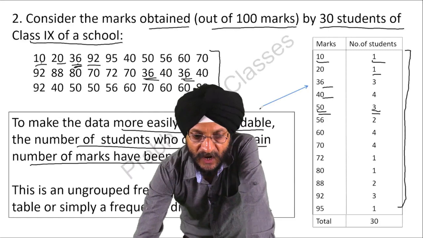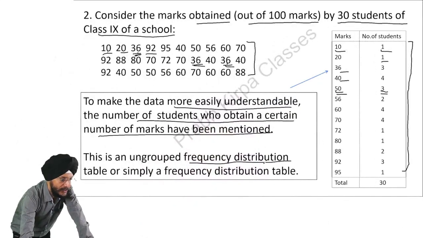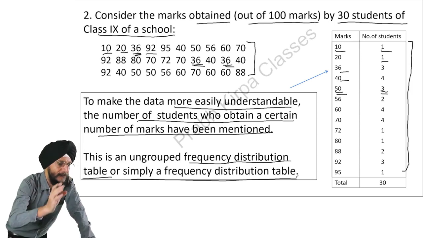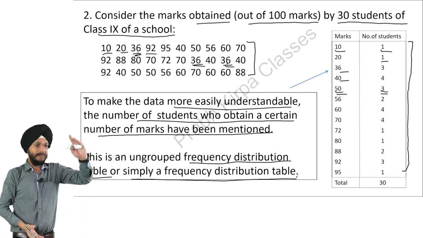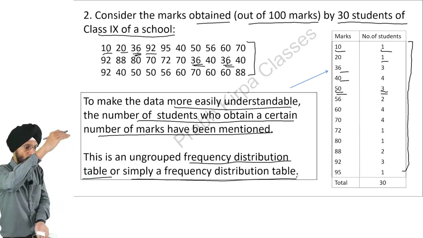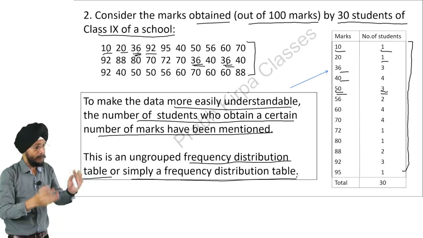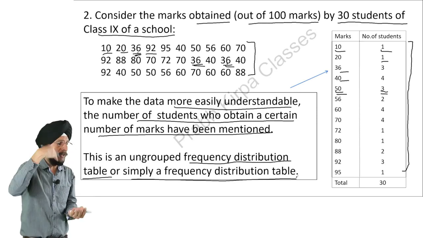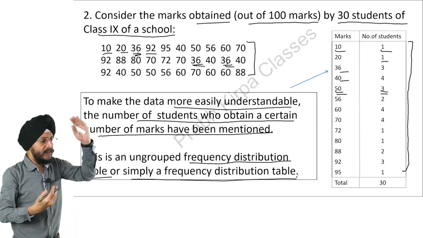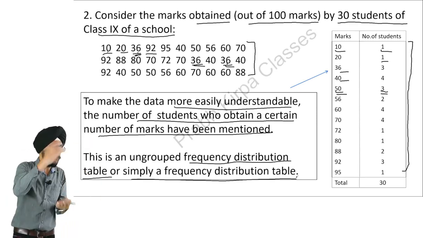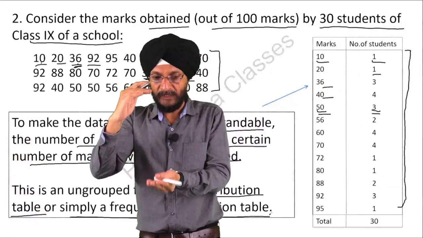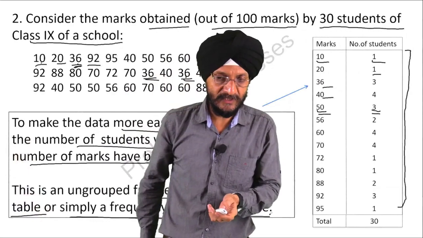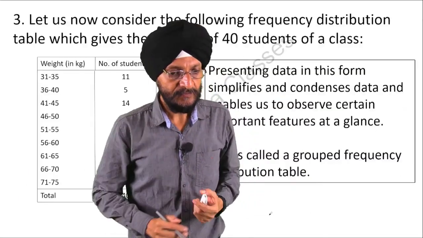This is the ungrouped frequency distribution table, or we can say it is simply a frequency distribution table, and the table may become very large if the number of students is very large. So if the number of students or the number of entries is say 100 or more, we will make use of a grouped frequency distribution table. What is that? Let us consider another example.